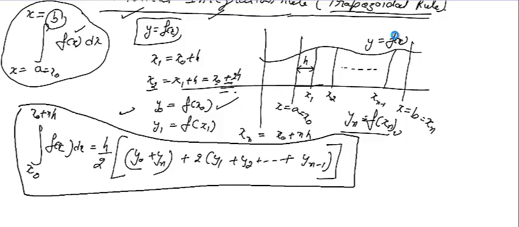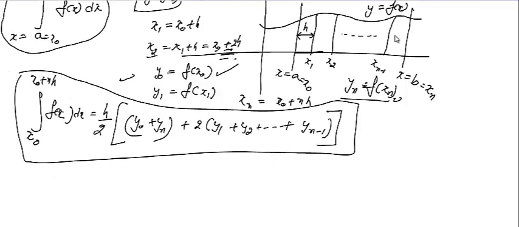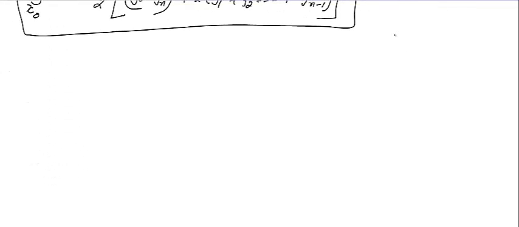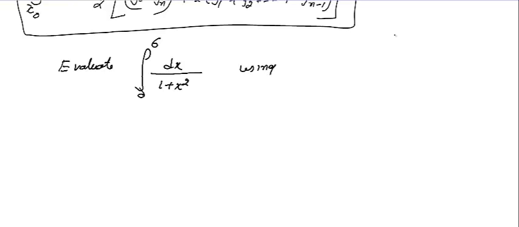Now we will explain with the help of an example. So let's start with the example. I am going to take one example and solve it: evaluate the integral from 0 to 6 of dx over 1 plus x square, using the trapezoidal rule.